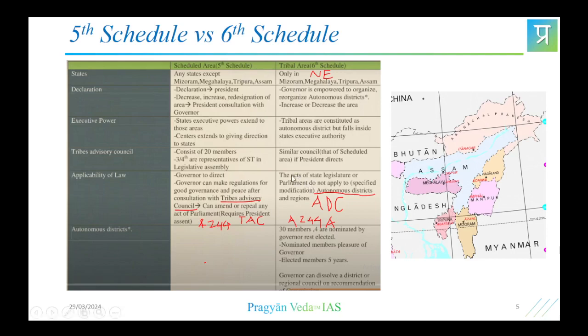As far as the 6th Schedule areas are concerned, Autonomous District Councils and courts exist. Then the acts of the state legislature and Parliament do not apply to these areas because they enjoy greater autonomy, keeping in mind the preservation of culture and heritage, right? So these are some differences on which questions can be asked, right?